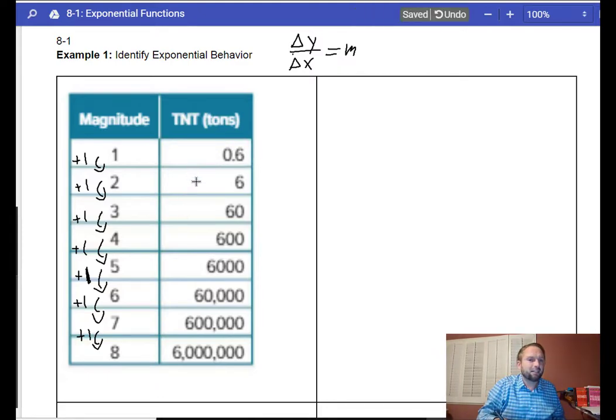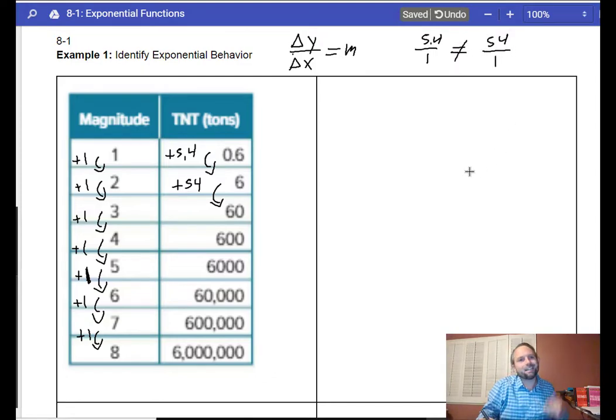Now, I'm going to write it right here, but I'm going to do the real one to the right. If I go from 0.6 to 6, that's going to be plus 5.4. If I go from 6 to 60, that's going to be plus 54. Okay, wait a second here. So the first one is 5.4 over 1. And then it's going to go to 54 over 1. Yeah, that's not linear. That's maybe exponential. Well, let's see.